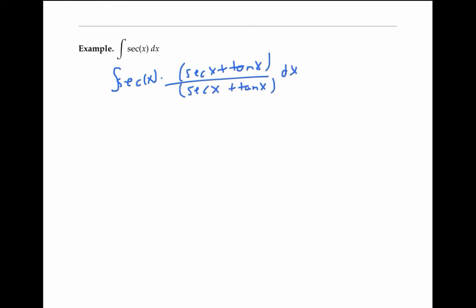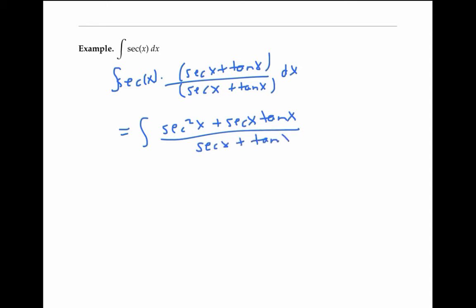Every now and then, you have to integrate secant of x. There are several possible tricks that can be used to do this. One of them is to multiply secant x by secant x plus tangent x in the numerator and denominator. Now distributing, we get secant squared x plus secant x tangent x in the numerator and secant x plus tangent x in the denominator.